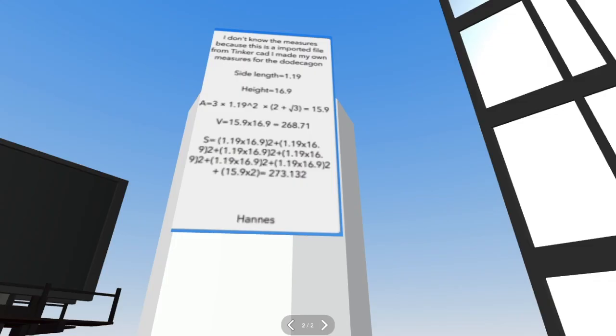Then I did 15.9 times 2 because it is the area on the top and the area on the bottom, and you have to add that together. And the final answer is 273.132. Thank you for watching, and I hope you enjoyed my Cospaces reflection in Cospaces.